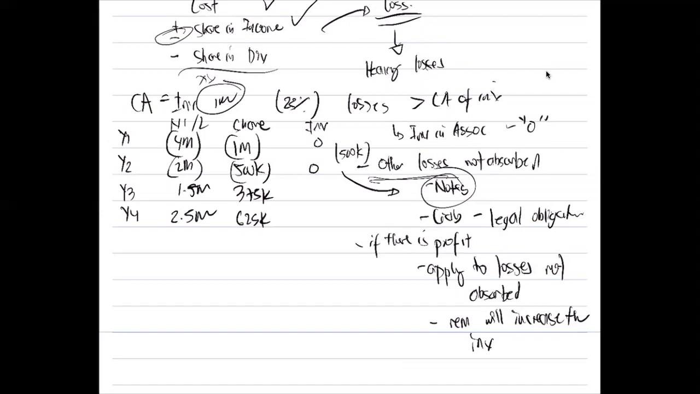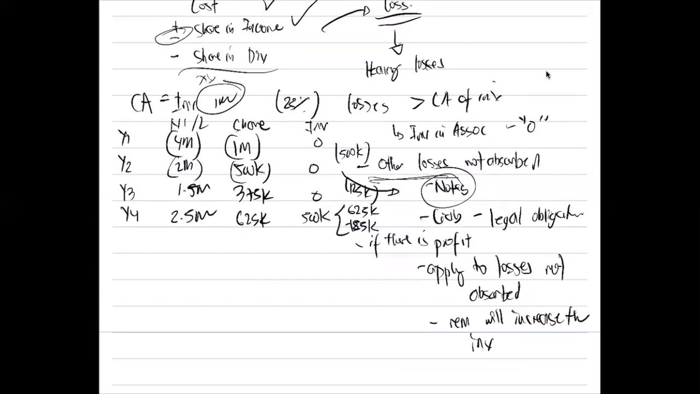And then, if there is a profit, apply first to losses not absorbed. So we have here 500,000 not absorbed. We have 375,000 profit. Is that enough? Not yet. So 500,000 less 375,000, we still have a balance of 125,000. So investment in associate is still zero. Next, we have a profit share of 625,000. If there is a profit, apply first to losses. Is that enough to cover the 125? Yes. And then the remaining will increase the investment. So 625,000 less 125,000 will give us 500,000.